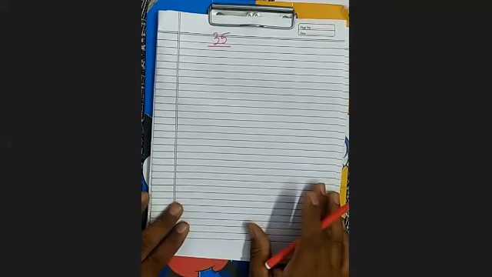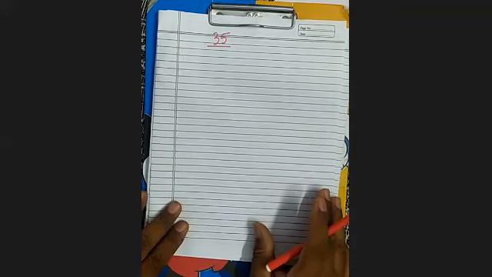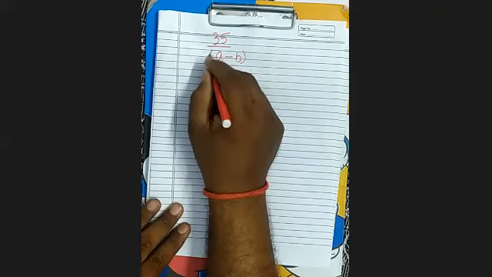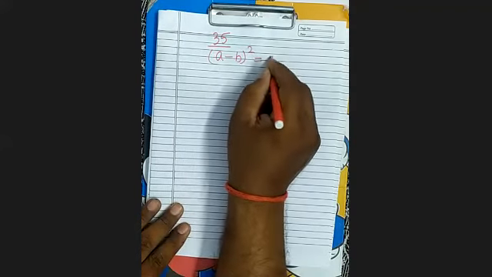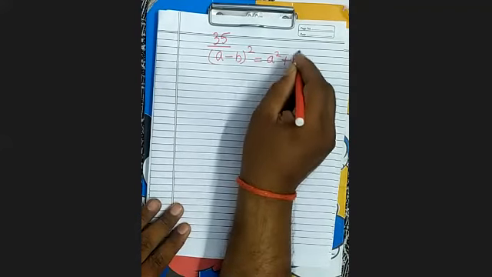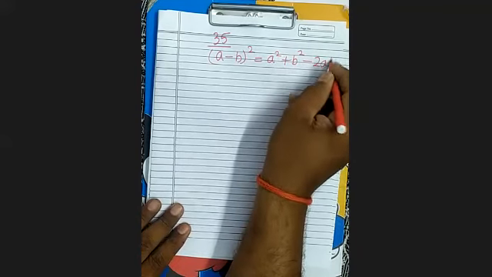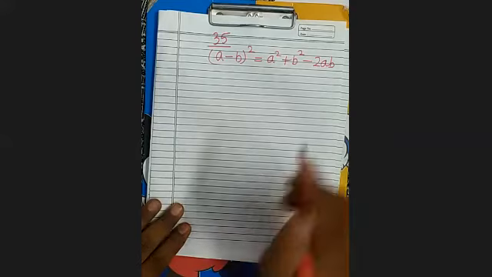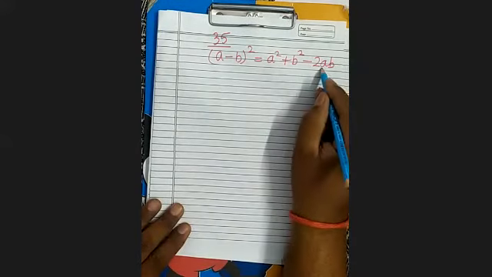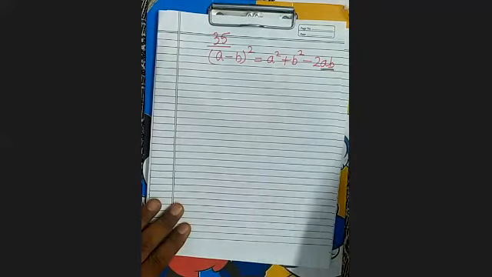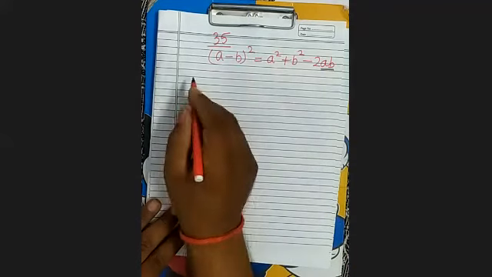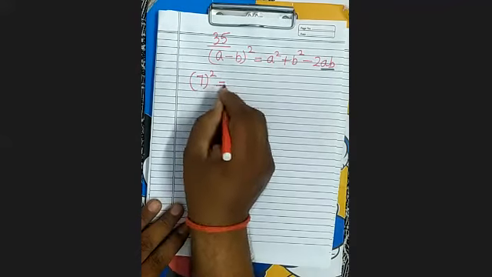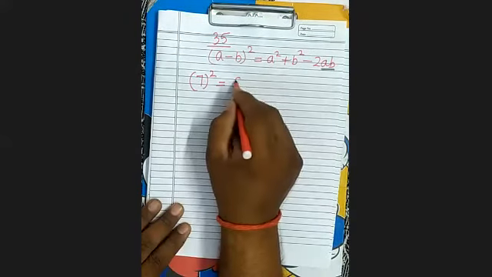First you will find the value of AB. A minus B whole square is A square plus B square minus 2AB. By using this formula, you find the value of AB. Is it clear? You substitute: A minus B is 7, so 7 whole square equals A square plus B square, 85, minus 2AB.